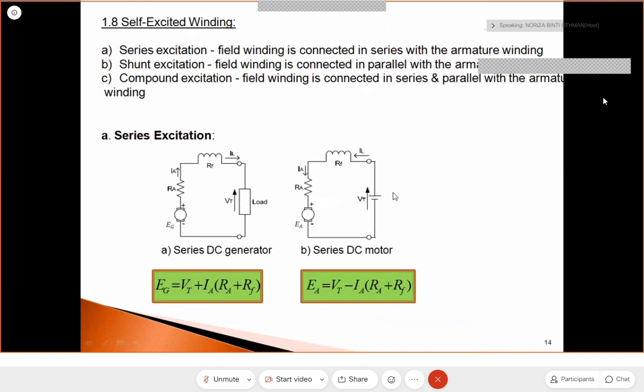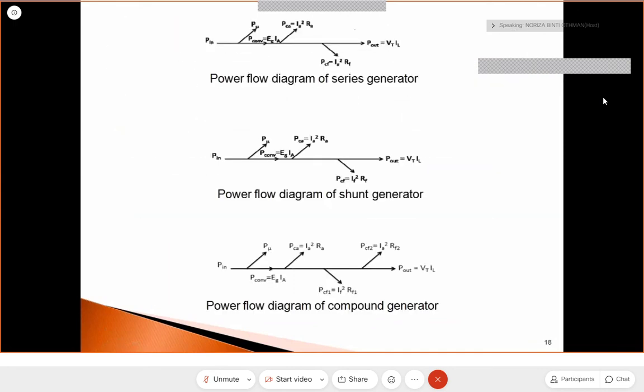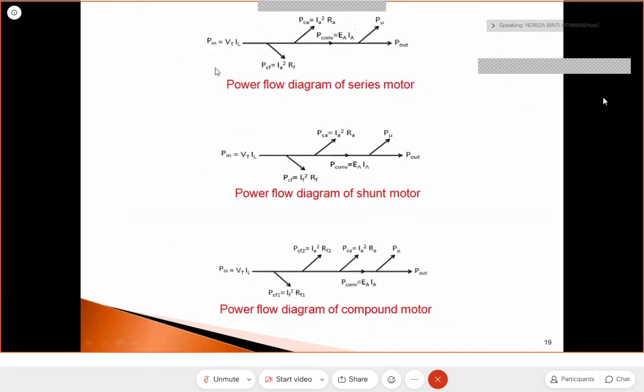Sebelah terminal voltage yang supply, terminal supply ni. Ini input, output dia sebelah belakang. Output dia kat sini. Itu beza antara DC motor dengan DC generator. Boleh? Boleh. So kalau kita tengok power flow dia, input dia adalah VT IL.